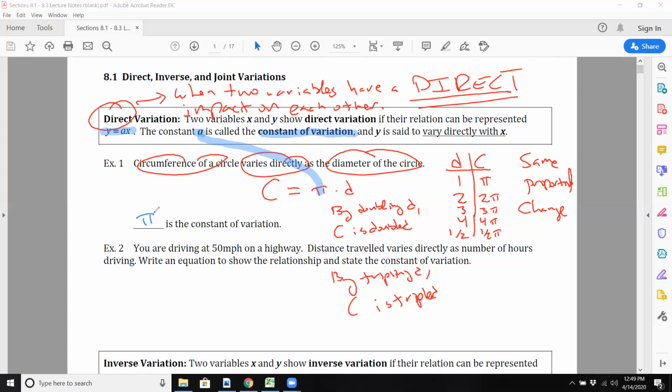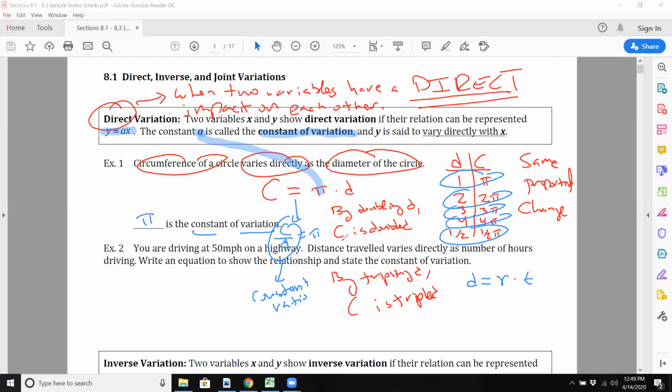So in this case, C over D always equals pi. This means that you have a constant ratio. So the ratio for each of these pairs is always pi. That's why pi is called the constant of variation. If you look at another one, example 2, you're driving 50 miles per hour on a highway, distance traveled varies directly with the number of hours driving. So D equals R times T.